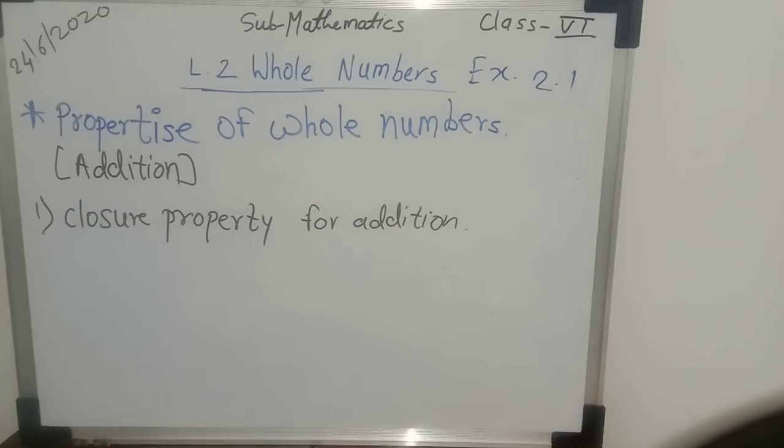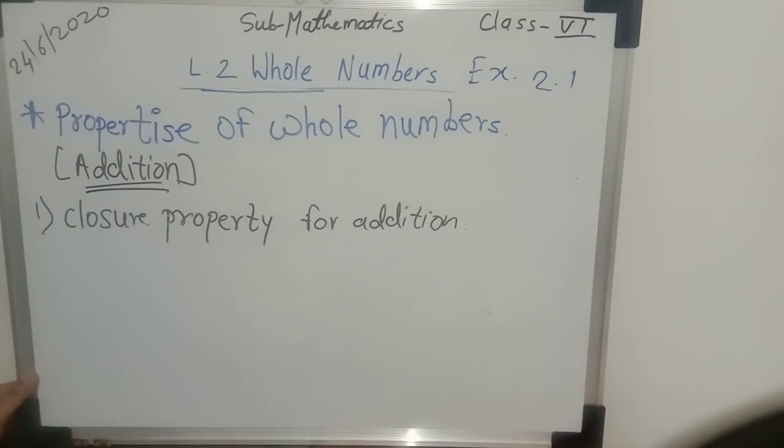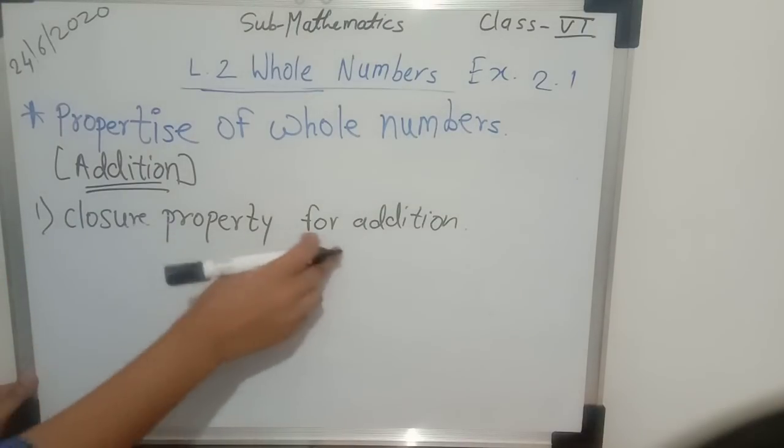Now students, let's see what the properties of whole numbers are. We have seen how to do addition, subtraction and multiplication on the number line. Now let's see what the properties are for the different operations on whole numbers. First we are going to see all the properties for addition only, then we will move to subtraction, then multiplication and then division. First, the closure property for addition.